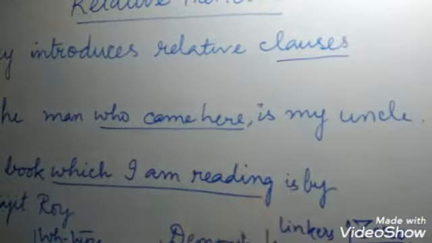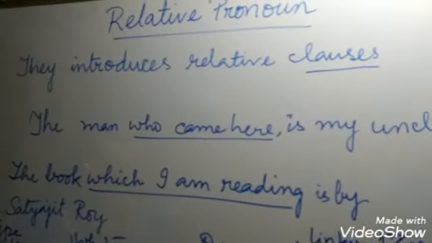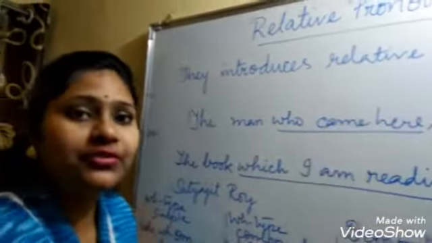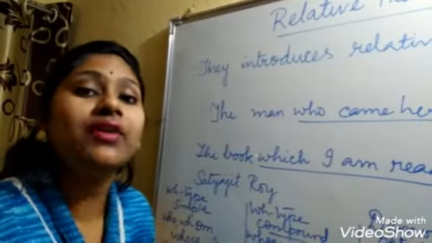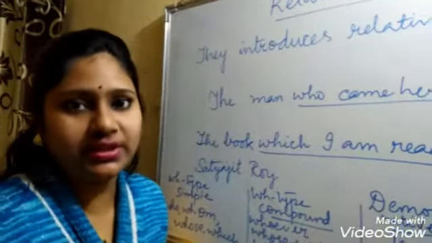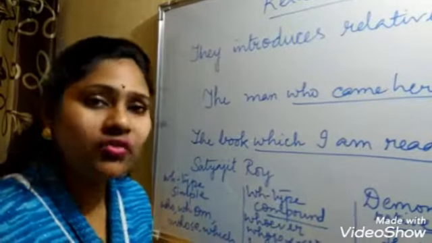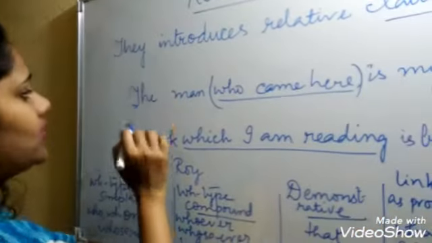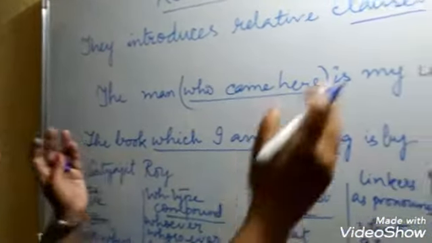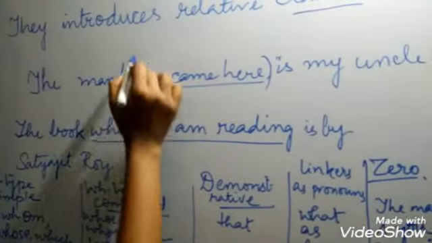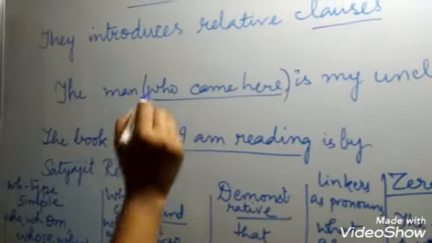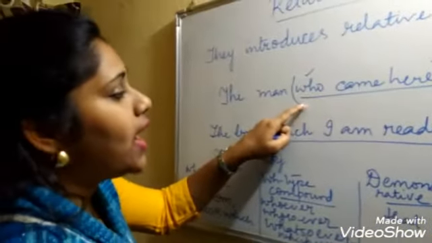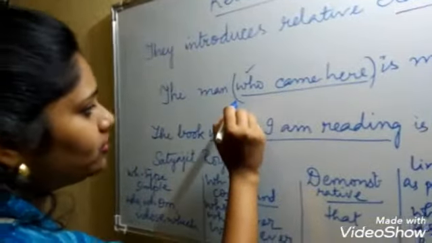Now let me say what clauses are. Clauses are parts of a sentence which have their own subject and a finite verb. A clause will have its own subject and a finite verb, but it cannot stand independently. A clause is always a part of a sentence. So see, this part is the clause. If you say the man is my uncle, it can stand independently. But if you say this part, who came here, it has this word who, a relative pronoun, and it is introducing this clause.